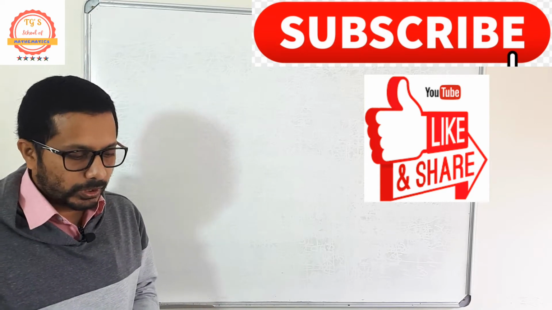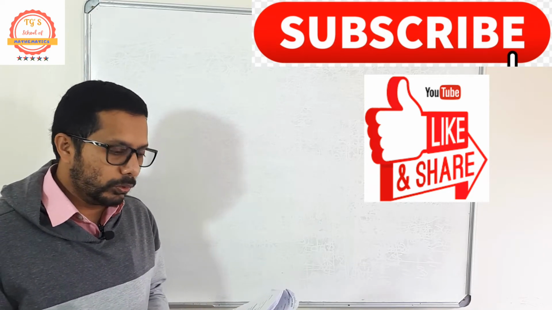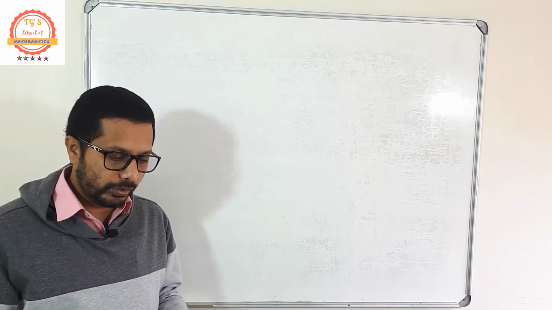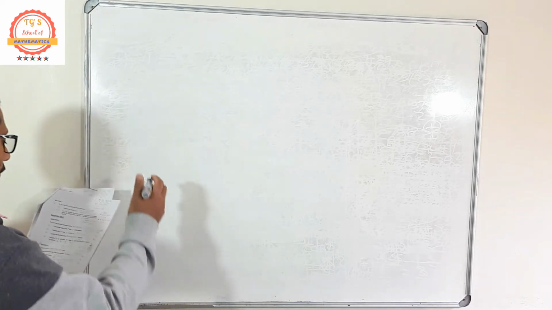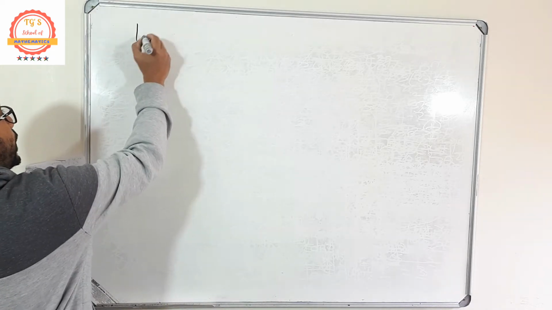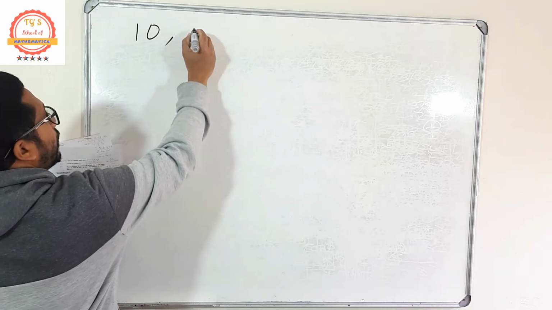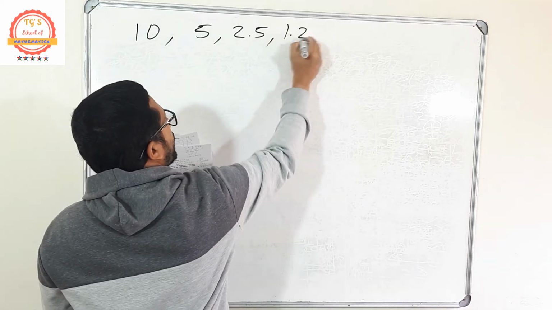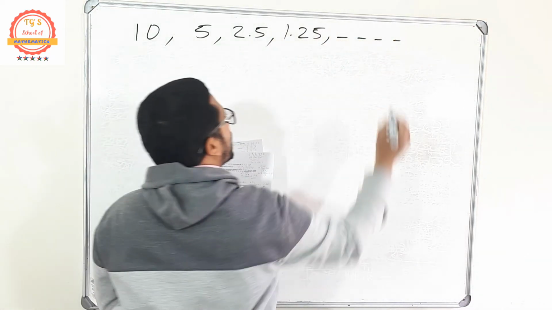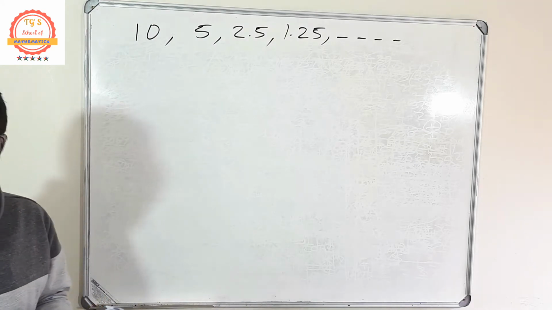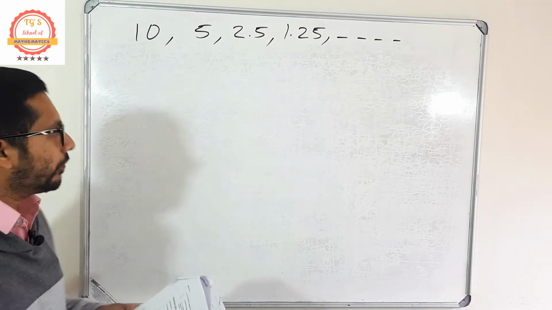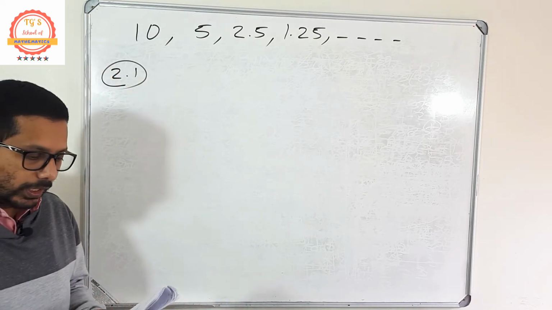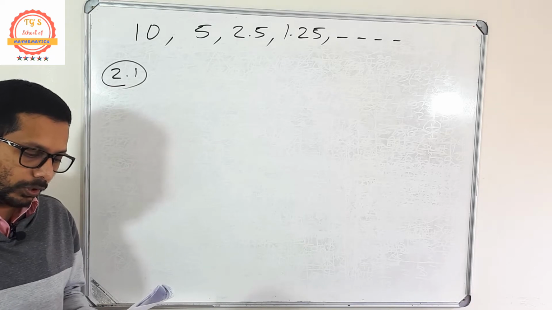Okay, so let's start. Question number 2, November 2015. The following geometric sequence is given: 10, 5, 2.5, 1.25, etc. So it is given that this one is a geometric sequence. What is the first question? 2.1. Calculate the value of the fifth term of this sequence.